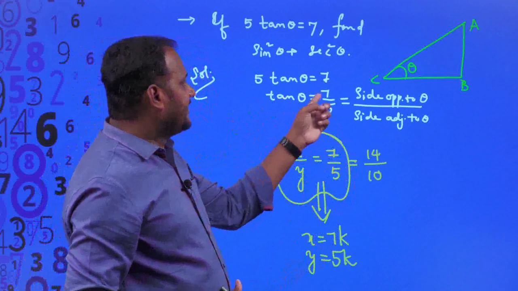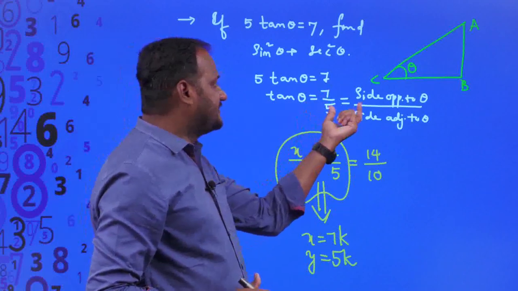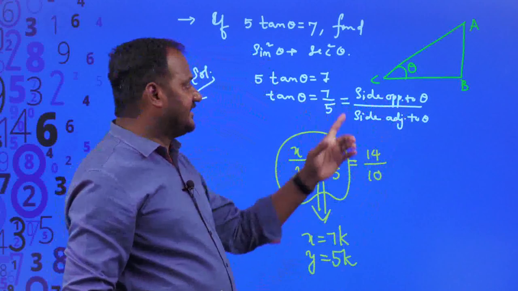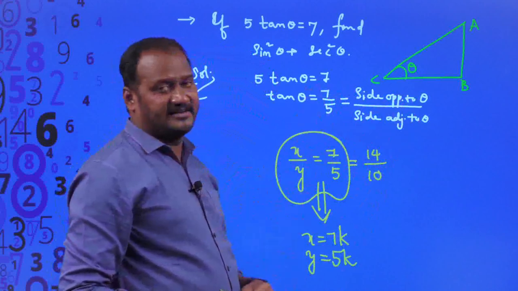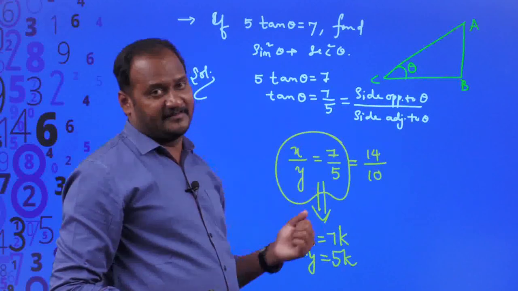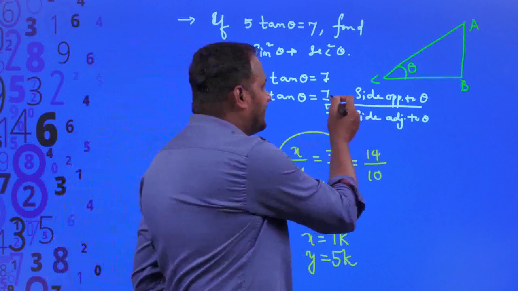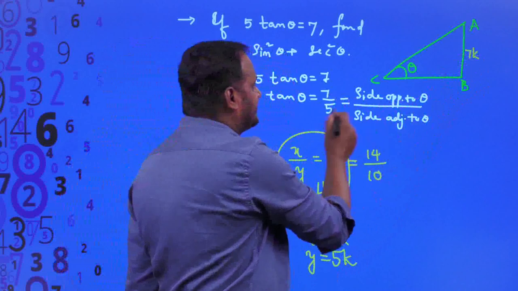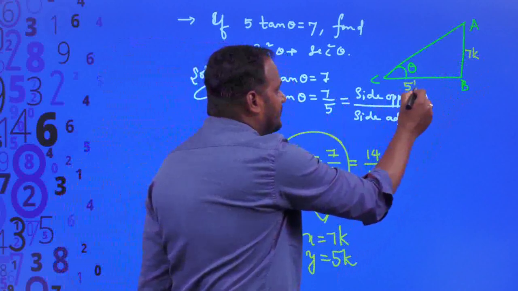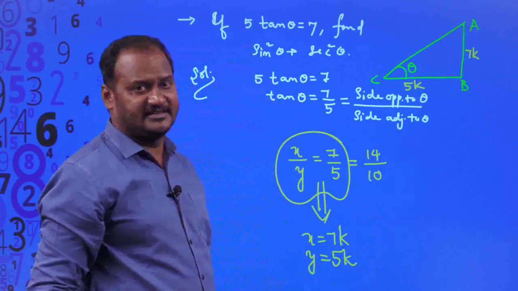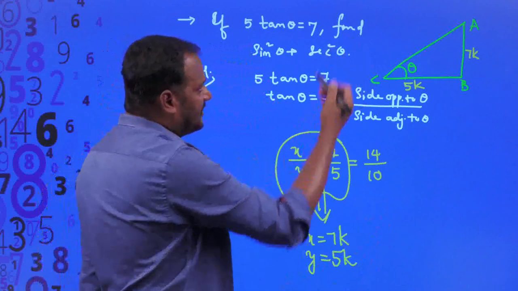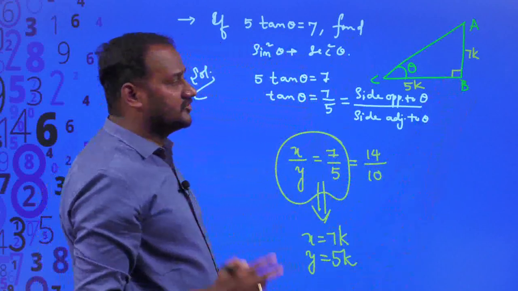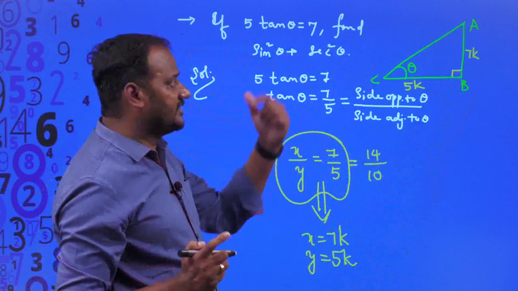So that is why in this particular ratio, 7 divided by 5 is equal to side opposite to theta by side adjacent to theta. You cannot exactly say that side opposite to theta is 7 and side adjacent to theta is 5. So side opposite to theta can be considered as 7k and side adjacent to theta can be considered as 5k. Correct? k being a fixed number. Now, in that particular right angled triangle, right angle at B, you know two sides of the triangle, but you do not know the third side.